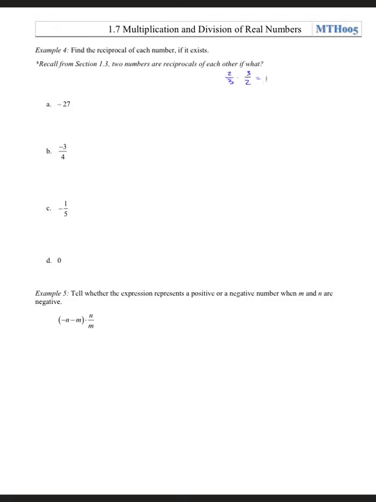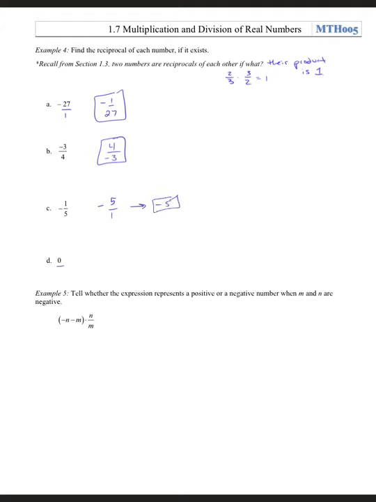So two numbers are reciprocals of each other if, remember, their product is 1, a positive 1. So now we have negative 27, you can think of that over 1, so the reciprocal would be, right, a negative 1 over 27. Negative 3 over 4 would be 4 over negative 3. Again, the placement of the negative doesn't matter. Negative 1/5 would be a negative 5 over 1. However, we don't write the 1 in the denominator, so we would just write it as a negative 5.